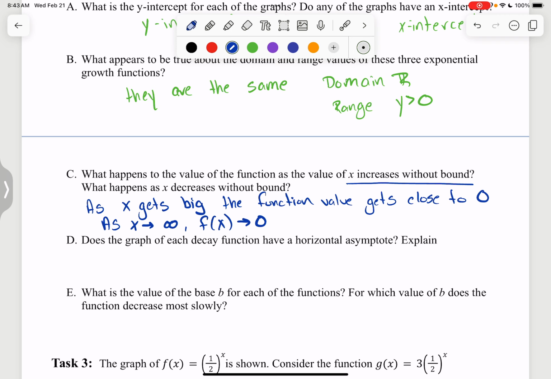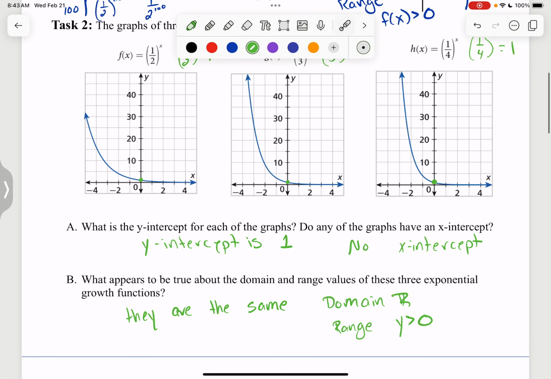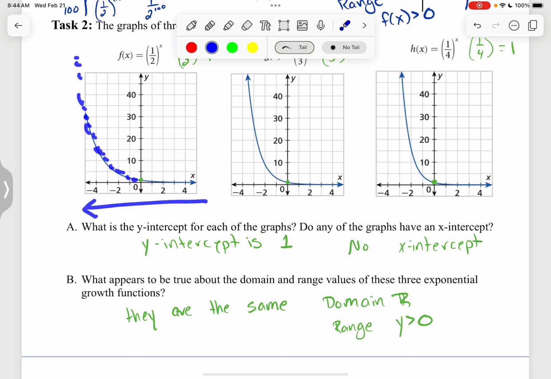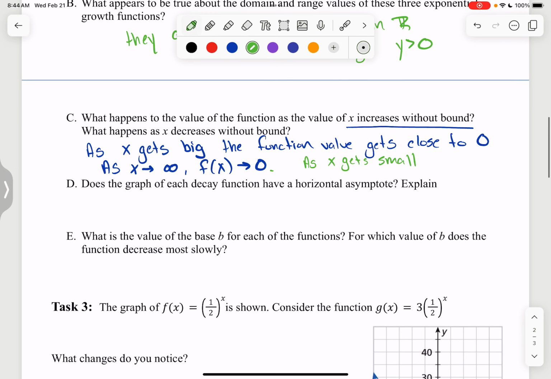Okay, so what happens as x decreases without bound? What happens as x gets small? I'm kind of out of room here, but as x gets small, meaning as we go this direction, as I put in smaller and smaller numbers, what's my function doing? It's going up, and it's going to keep going up forever. So how would we write that? I'd write as x arrow negative infinity, the function gets really big, or I would say f of x goes to infinity.